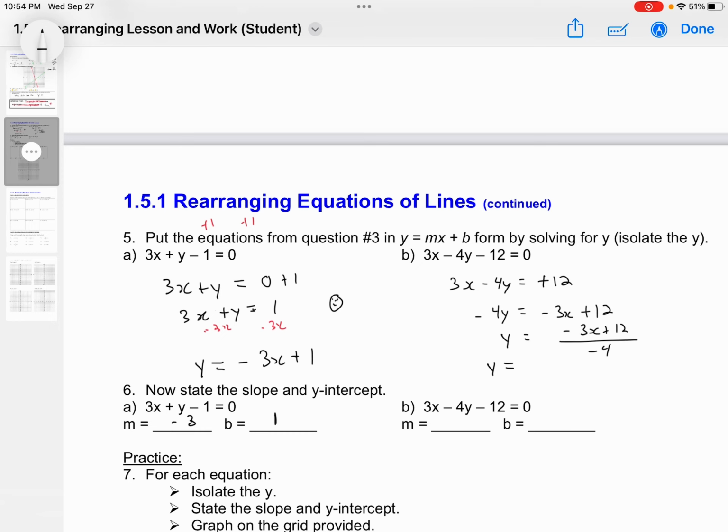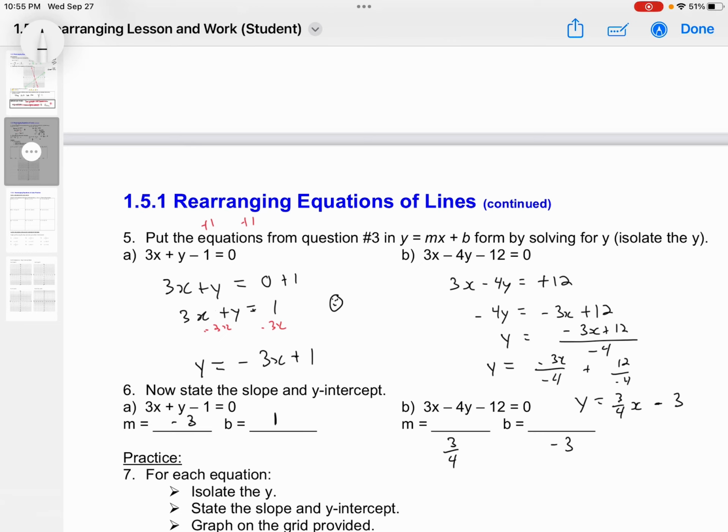I need a little more space here. So the first term, the negatives cancel, and I get 3/4 x. And 12 divided by -4, a positive divided by a negative is negative, and I get -3. That's hard, but once I've done that, then I can see that the slope is 3/4. I'm going to write it under here. On mine, it won't fit in there. Maybe yours it'll fit. And then the y-intercept is -3.